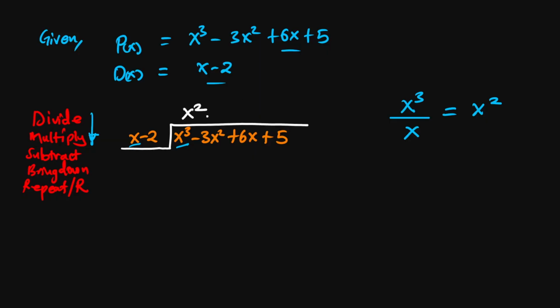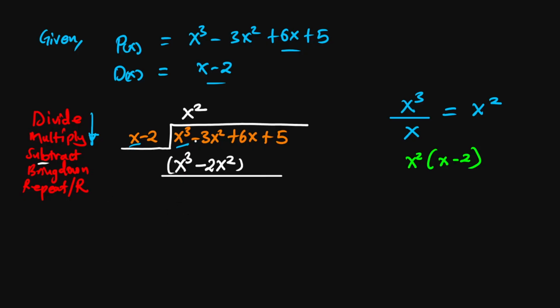We proceed with the multiplication. What do we have? We have x squared times x minus 2. We multiply this current term in the quotient with the divisor. So we have x squared times this. What do we get? x squared times x, we get x cubed, and x squared times negative 2, we get minus 2x squared. We then proceed to subtraction.